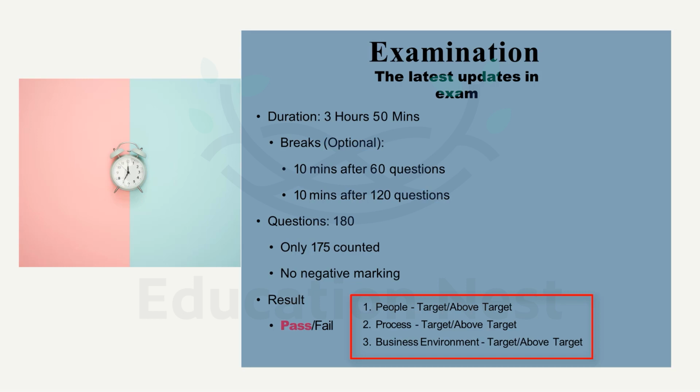So we need to secure either target or above target for all the three domains. Even if one misses, you're going to fail the exam. So people, target or above target; process, target or above target; business environment, target or above target. So hope this exam process is clear.